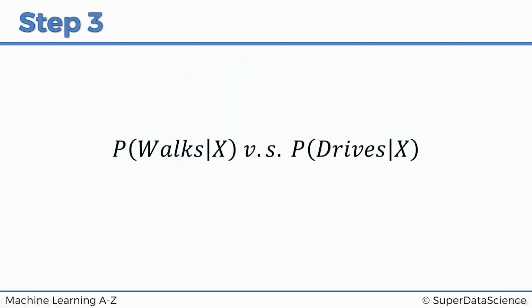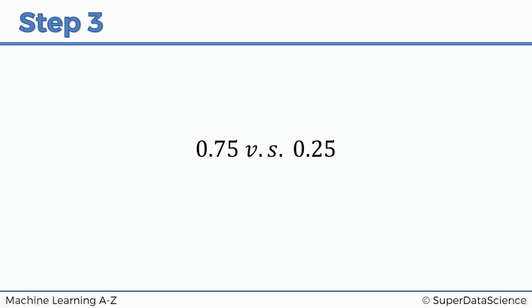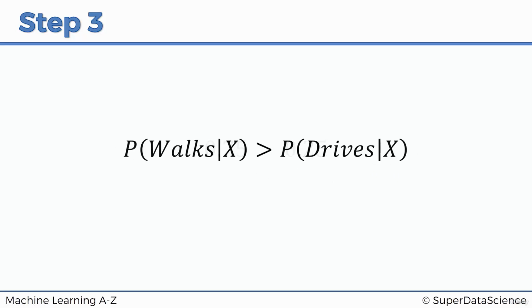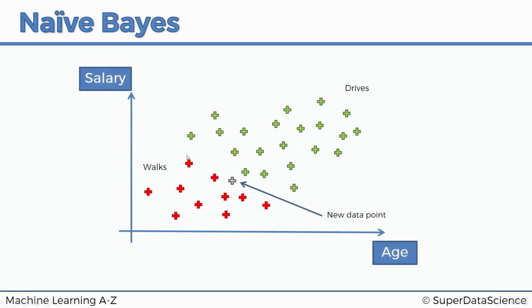Now we're going to do step 3. We're going to compare the probability of somebody with features X being a person who walks to work versus the probability of somebody with features X being a person who drives to work. So it's 75% versus 25%, and therefore the first is greater than the second, and therefore it is more likely that that person with features X is going to be a person who walks to work than a person who drives to work. So still a 25% chance that that is a person who drives to work, but the chance that it is a person who walks to work is greater, 75%. And therefore we're going to classify this point as a person who walks to work.